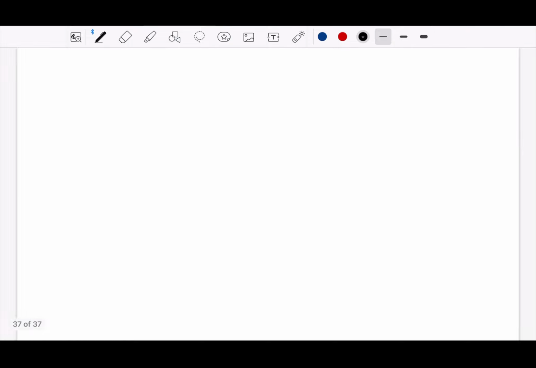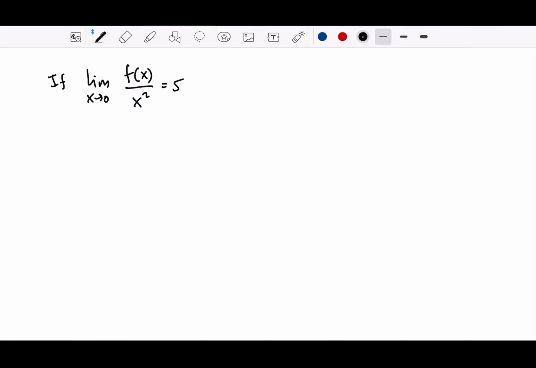The last question in the homework is if the limit. First you need to find this. Let me start one by one from here, because the idea is the same for the two questions. You have the condition that states your limit as x approaching 0 of a function. We are not sure what that function is, but that function divided by x squared is equal to 5.